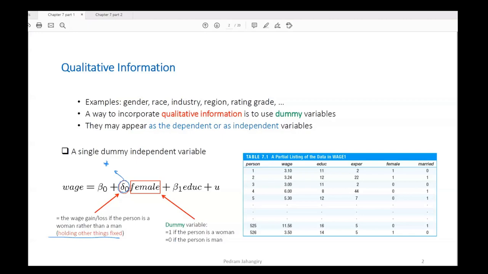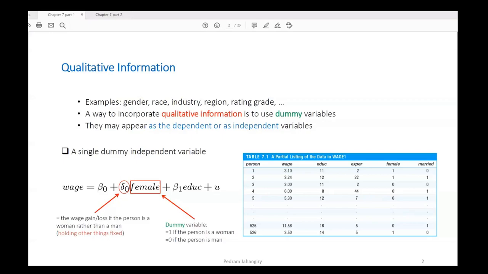Whenever you want to interpret any kind of coefficients in multiple regression analysis, you have to say you're holding everything else constant, okay? And again, female is a dummy variable. It's 1 if you're talking about a woman. It's 0 if you're talking about a man. Now, let's go to the next slide and see what's the difference.